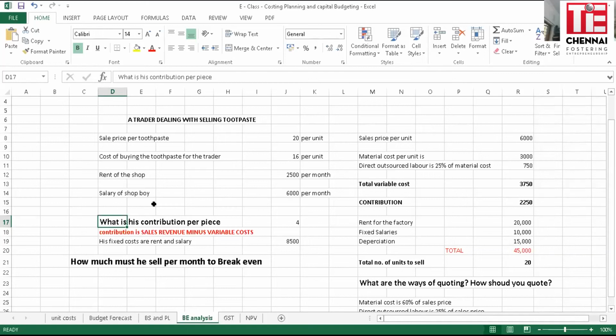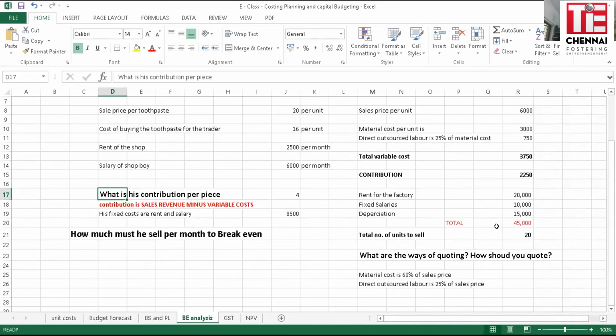It is with this 4 rupees that you're going to recover and pay the salary of the shop boy. You're going to pay the rent. So the logical question is, how many units must he sell? Now, if you take the total fixed cost, 6,000 plus 2,500 is 8,500, his total fixed cost.